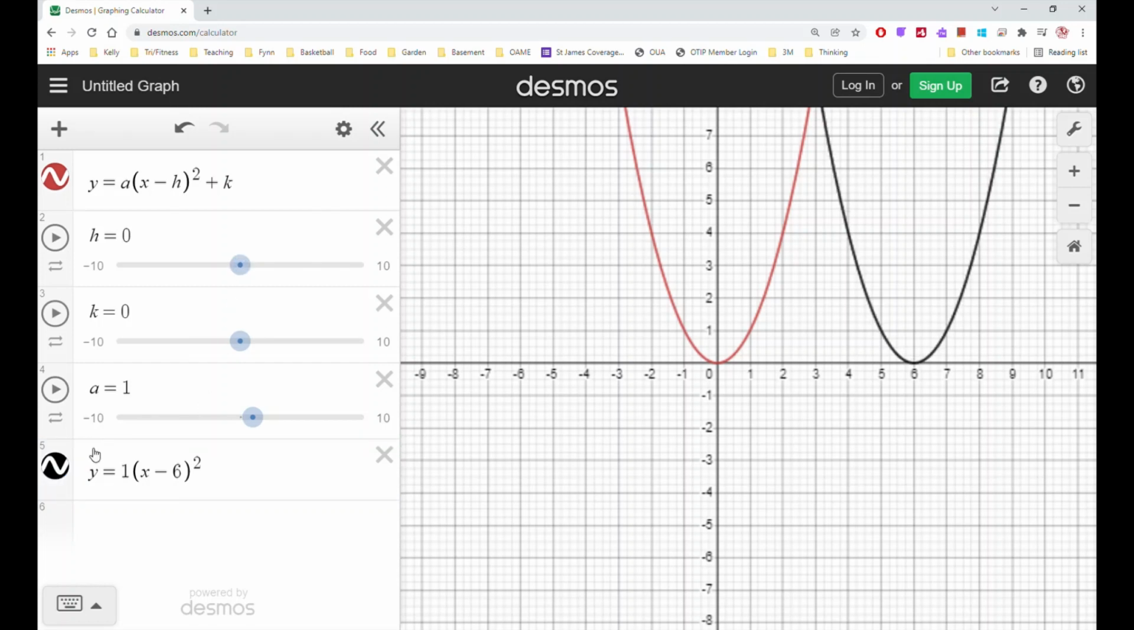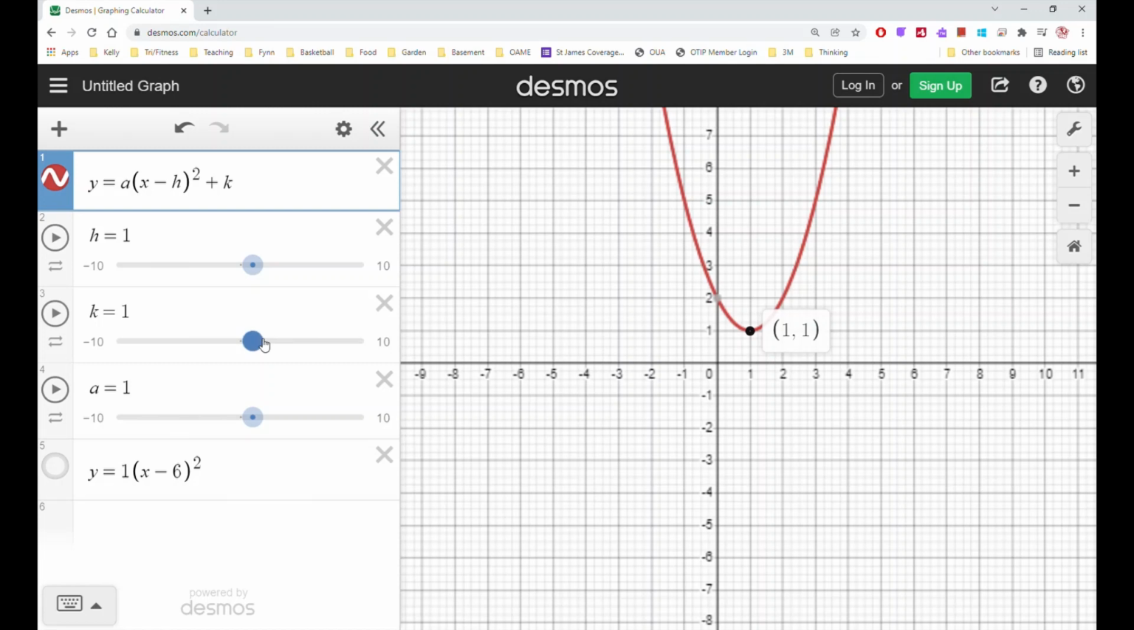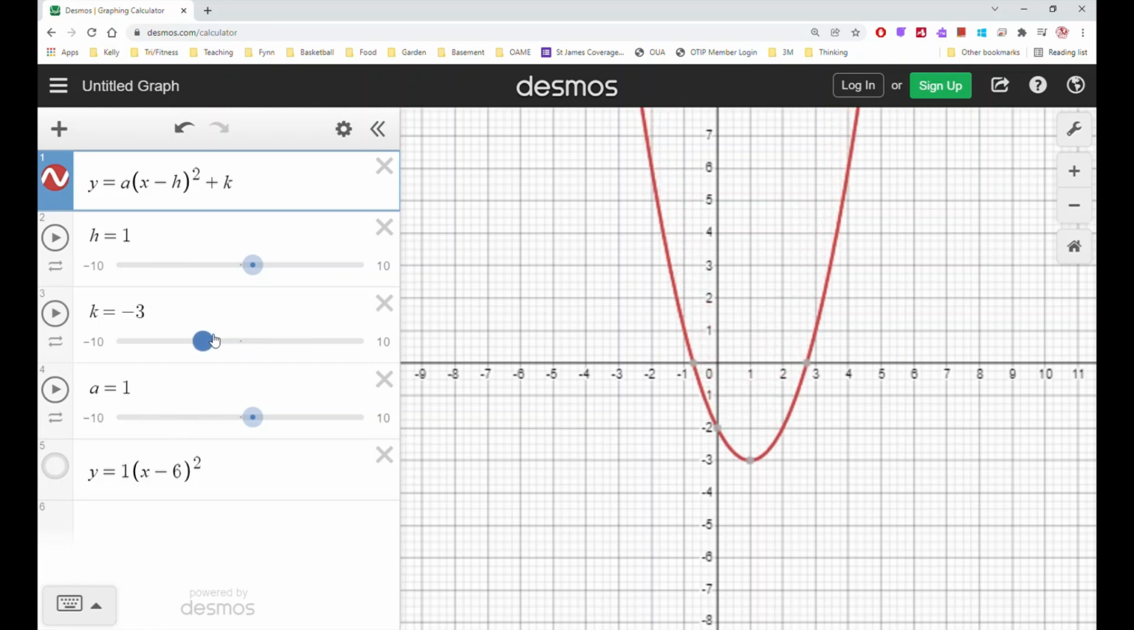Let's move this back to 0. I'll take this one away for right now. Now if this does horizontal, it makes sense that this does vertical. Okay, so the k shifts it up and down. And the reason it's called vertex form is it shows you where this vertex is, this point right here. So if I move this to 1, and I move this to 1, the vertex right there is at 1, 1. And if I were to move that to negative 3, let's say, now the vertex is 1, comma, negative 3.